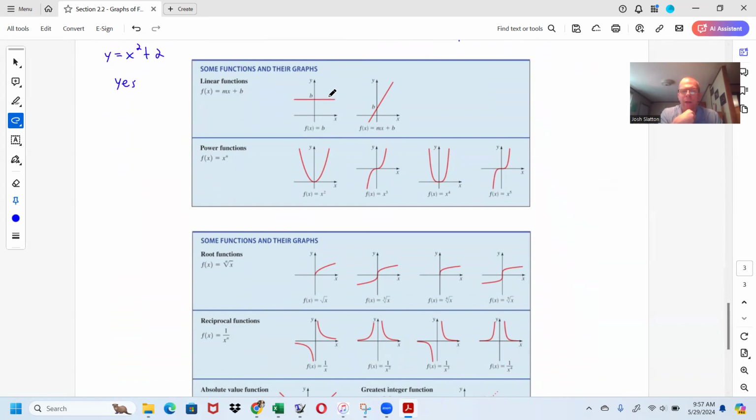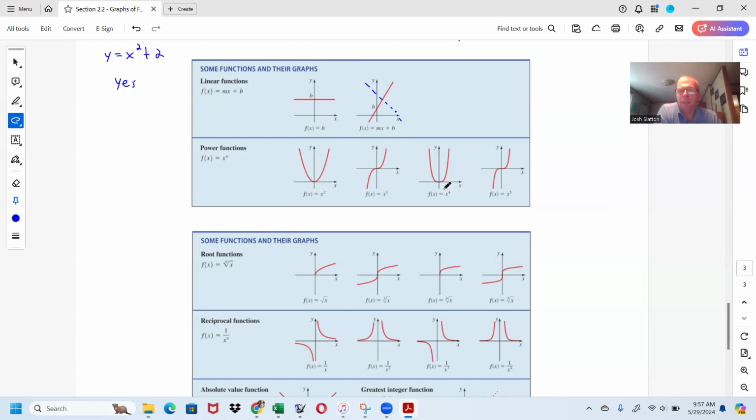So we have the constant function. This would be y equals b. In this case, b is some number, whatever number it is. That's a horizontal line. Here we have the linear function y equals mx plus b. If this m is negative, then it looks like that. We have the quadratic. We have the cubic.